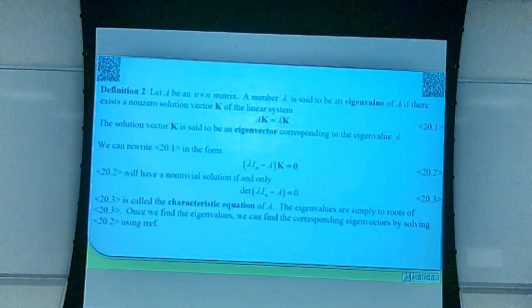Here's the definition of an eigenvalue. You have a square matrix. You have a non-zero solution vector K, or some non-zero vector K. Then any number lambda such that AK equals lambda K is an eigenvalue of the matrix A. K is an eigenvector corresponding to that eigenvalue.